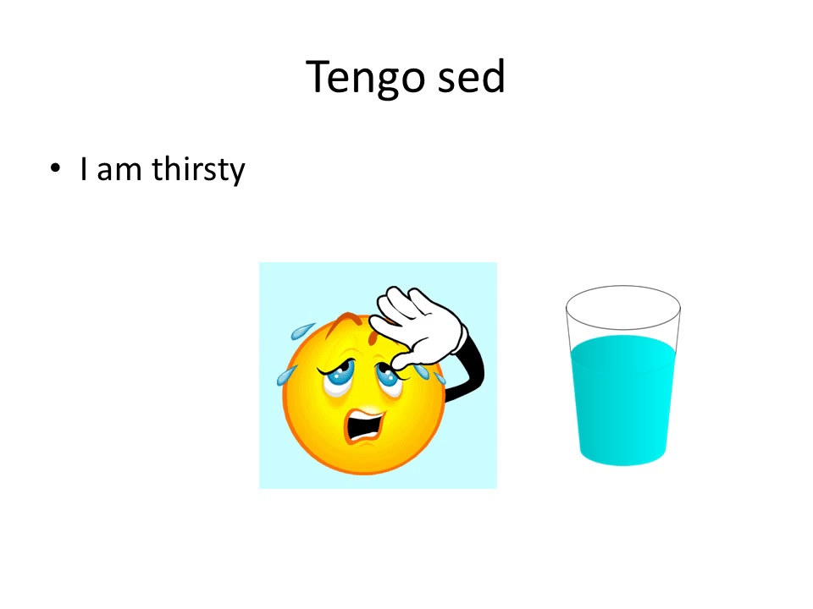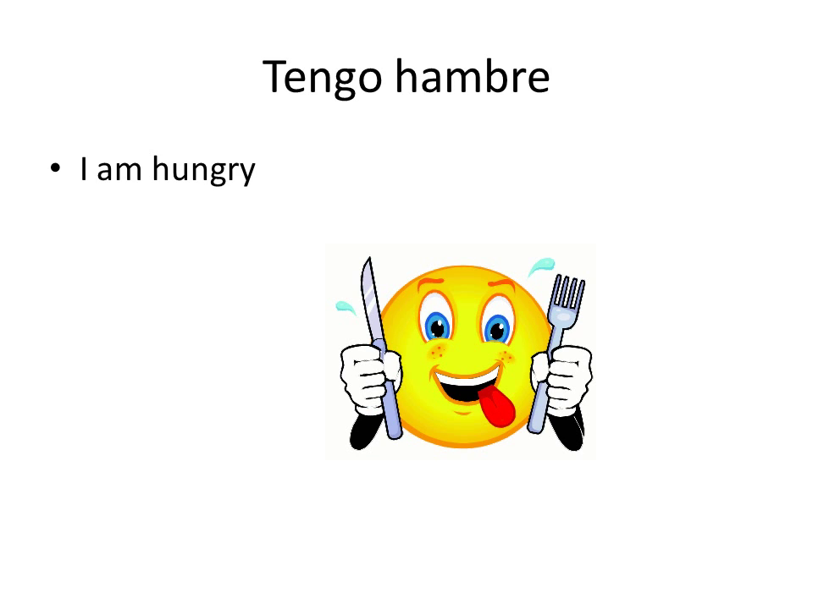Tengo sed. I'm thirsty. Now, literally, this means I have thirst. But we don't really speak like that in English, so really, for all intents and purposes, it means I am thirsty. Tengo hambre. I am hungry. Again, it means I have hunger. But for all intents and purposes, I am hungry. Tengo hambre.